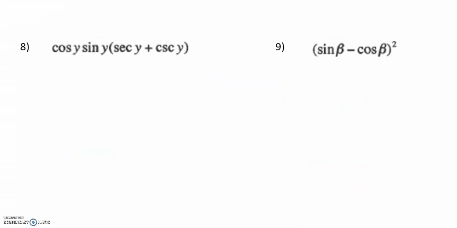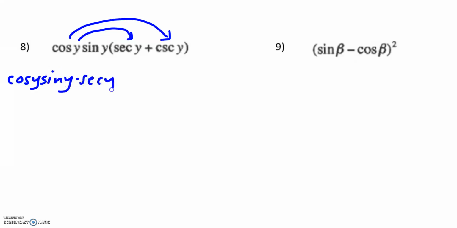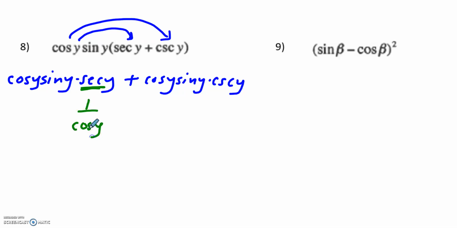Number 8. Again, can't combine anything inside the parentheses, so let's go ahead and distribute this in and again just see if it helps us at all. So we have cosine y sine y times secant of y plus cosine y sine y times cosecant of y. This problem reminds me a little bit of the one we just did. So let's see. Cosine I like, sine I like. So let's replace that with 1 over cosine of y.